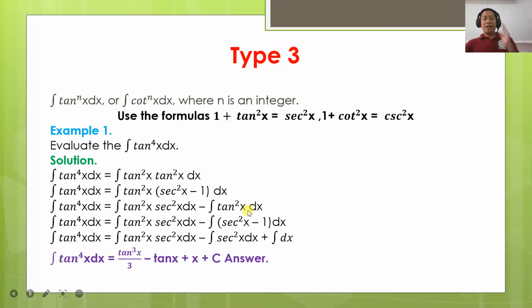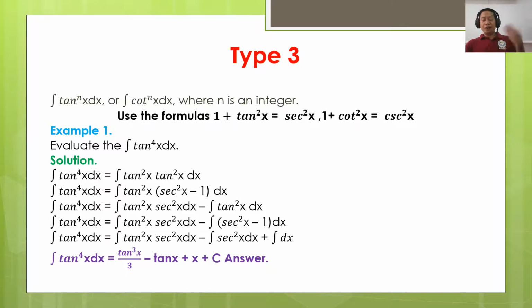Anong gagawin? Again, identities ulit. Yan. Gagamit ka ulit ng another identities. And that is, gamitin mo ulit yung secant squared x minus 1. Bakit? Kasi wala ka namang makukuhang integral kapag ka tangent squared x. Unang-una, wala yan dun sa list ng ating mga formula. Yung ating previous lesson, so wala po yan. Doon sa integration of trigonometric functions, wala din yan.